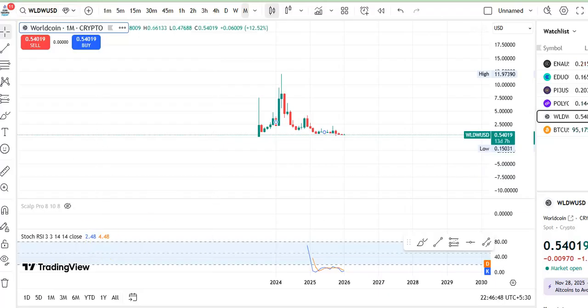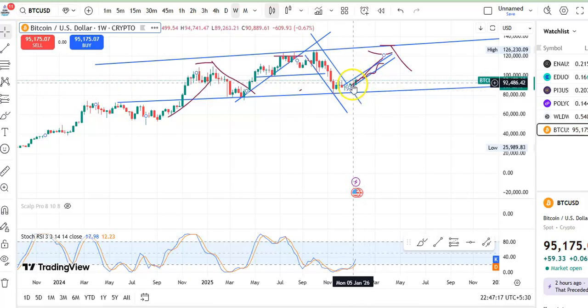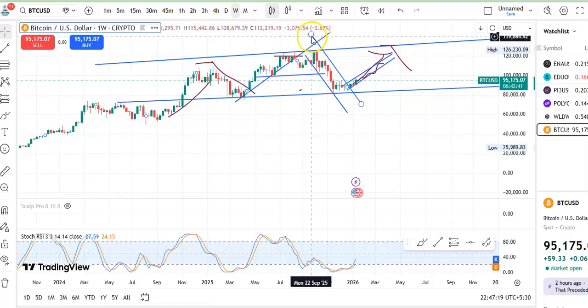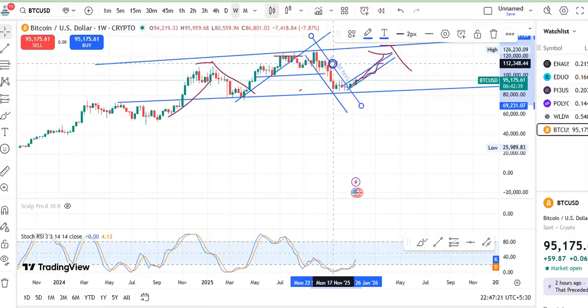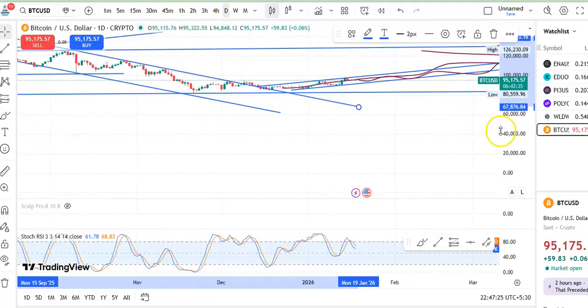Before going into the details, I would like to talk about BTC. First, let's quickly check BTC because altcoins follow Bitcoin. You can see I'm in the weekly chart, and the breakout has already happened. Candles have started moving in an upward direction. Previously the downtrend was going on, then the breakout happened, and now it is moving upward.